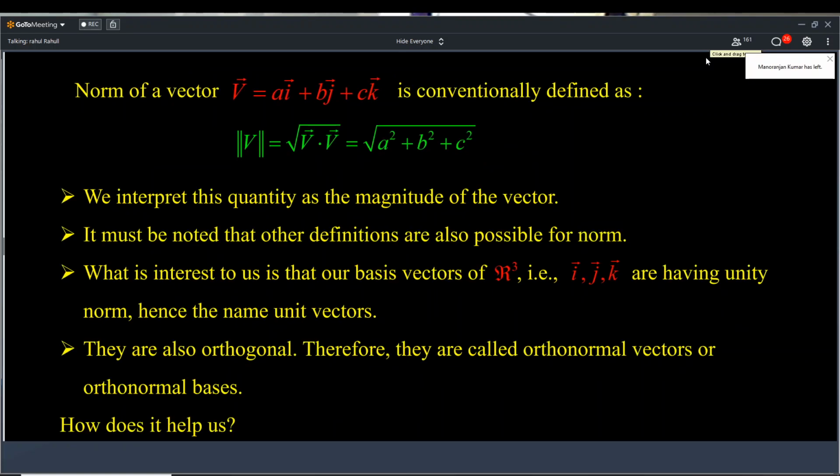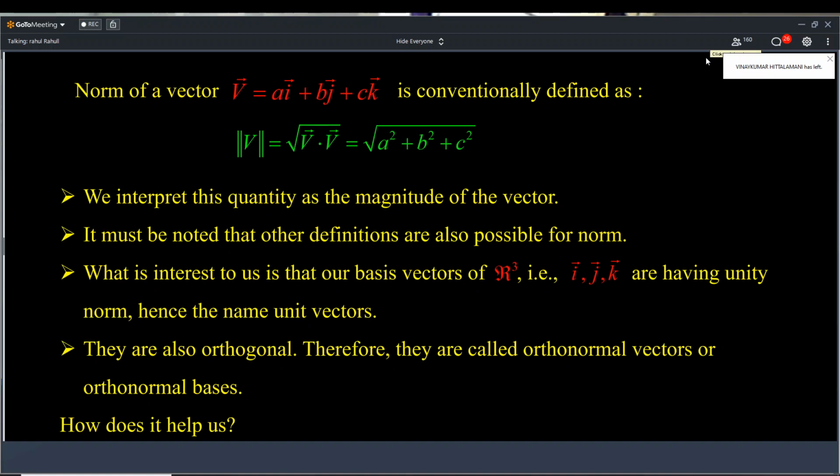Now see here the norm of a vector, which is another definition that we are observing. The norm of a vector is nothing but the square root of the dot product of the vector with itself, that is the square root of V·V. It will be the square root of a squared plus b squared plus c squared. This will give you the norm. There are many more definitions of norms which are possible, but in our case, in signal processing, we are only considering this definition.